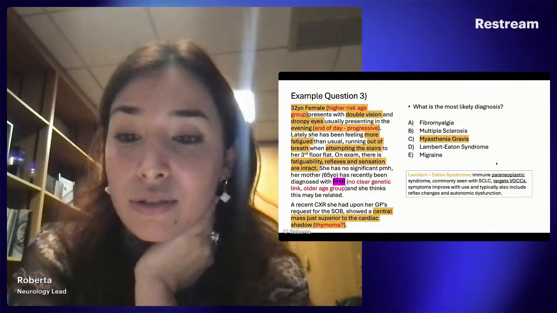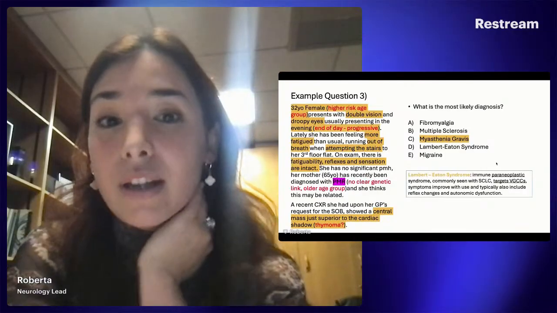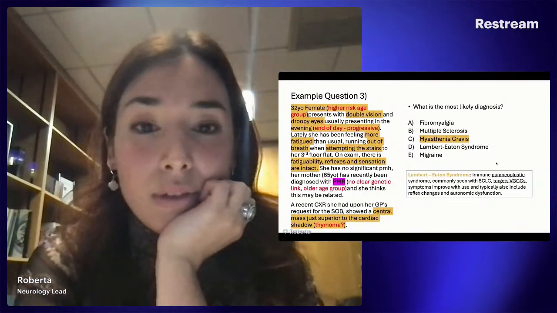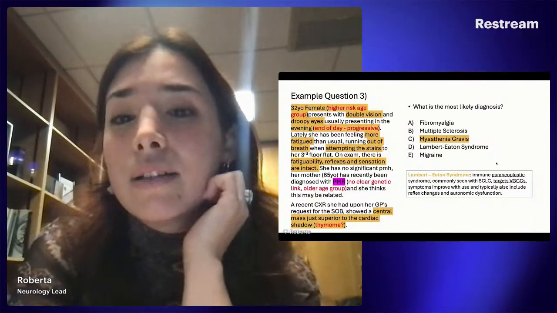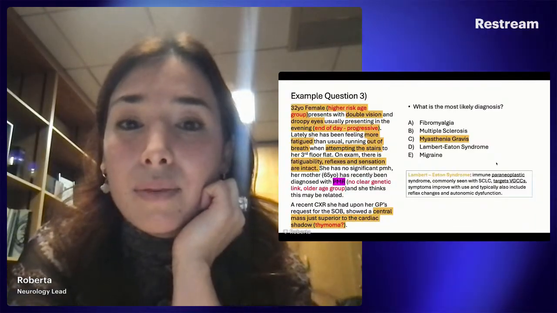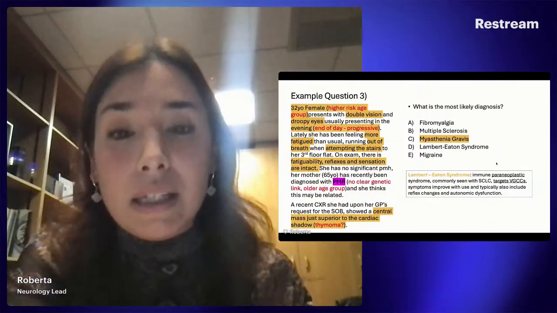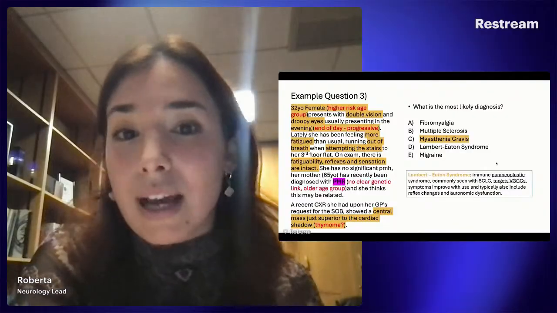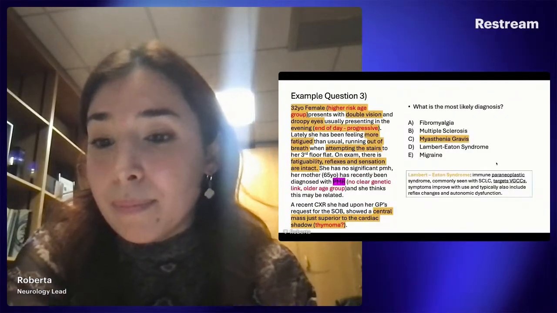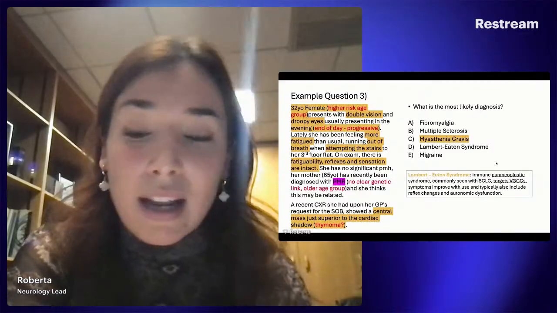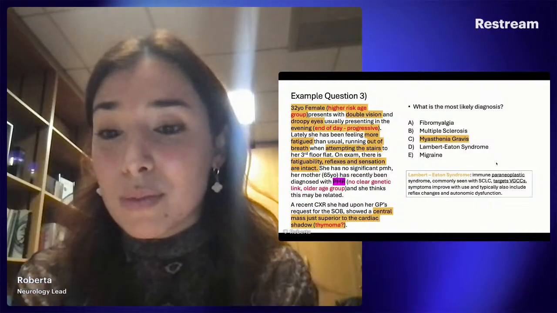The other thing I was going to say is that fibromyalgia, if you were thinking, oh, why is this, for example, not fibromyalgia? I think the fact that the symptoms present towards the end of the day, and there is clear fatigability during a neurological exam, that shouldn't be the case with fibromyalgia.